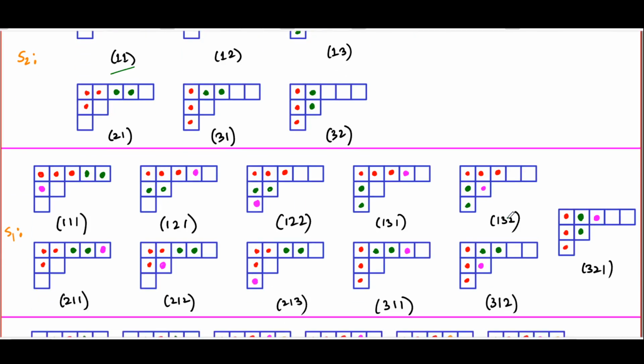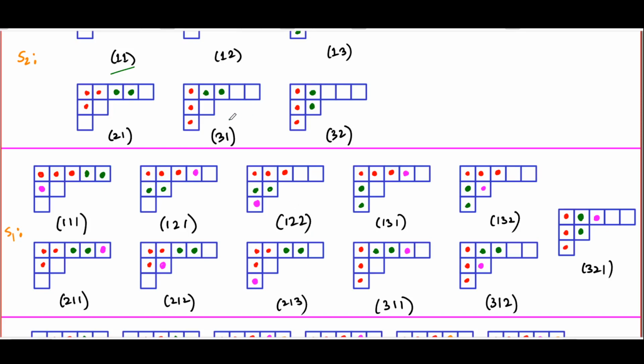Then we come to the descendants of 2, 1. You can now have 3 possibilities for putting the dot. You can put a dot here, not violate any rules. Put a dot here, you can put a dot here. So you have 3 possible descendants.